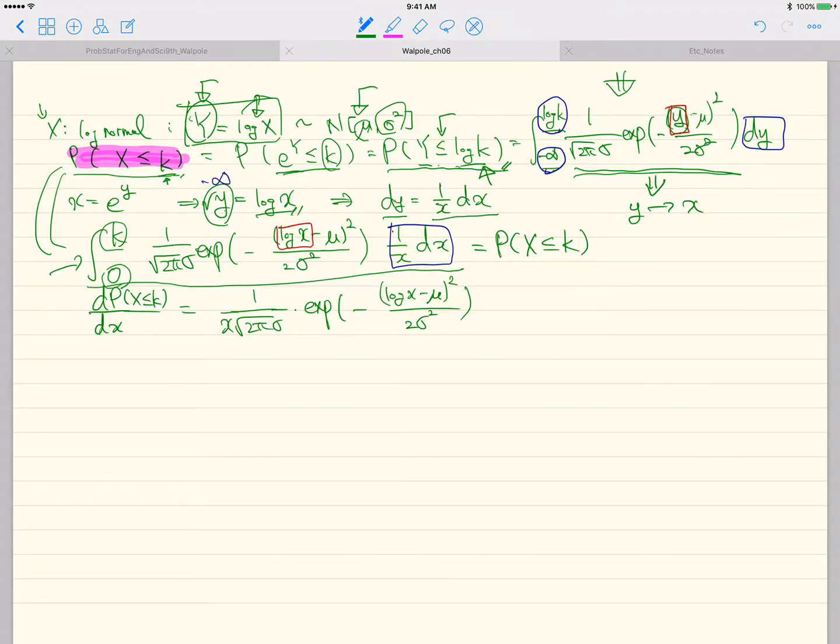Okay, so when this cumulative distribution function is represented in this way, and then, let's see.